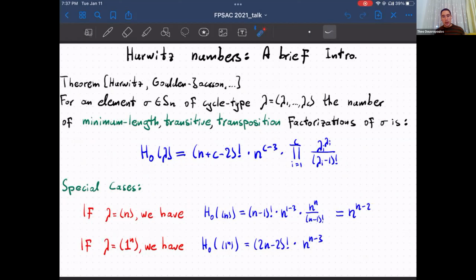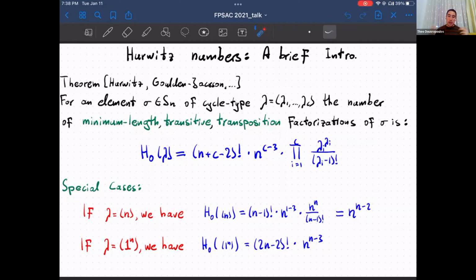So we're going to be interested today mostly in the case where the number of factors that you have is the smallest possible. Right? So the Hurwitz numbers, for us for now, count factorizations of some permutation sigma that are minimum length, they're transitive, and the factors are only transpositions.